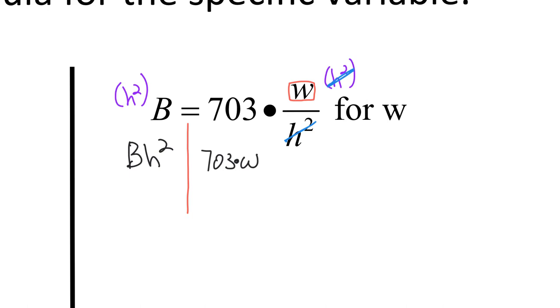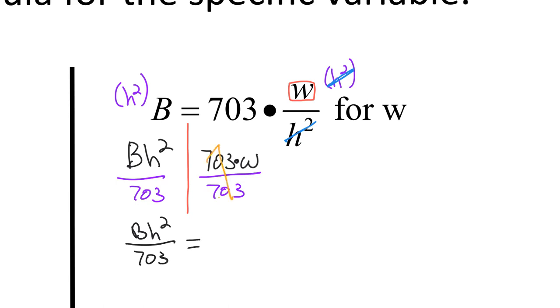So the last step is to get w by itself. I'm going to do the opposite of this one. Since we're multiplying, I'm going to divide. So divide by 703 here, divide by 703 over here. So we get B h squared over 703 equals, this turns into 1, which is a w right here. Or you can also say w equals B h squared over 703.